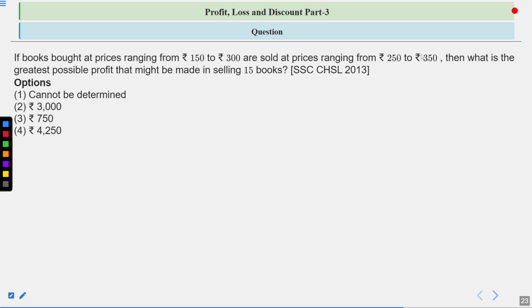If books bought at a price ranging from 150 to 300 rupees and are sold at a price ranging from 250 rupees to 350 rupees, then what is the greatest possible profit that might be made in selling 15 books? This question was asked in SSC CHSL exam in 2013. So there are four options. First one is cannot be determined, second is 3000, third one is 750 rupees, and fourth one is 4250 rupees.